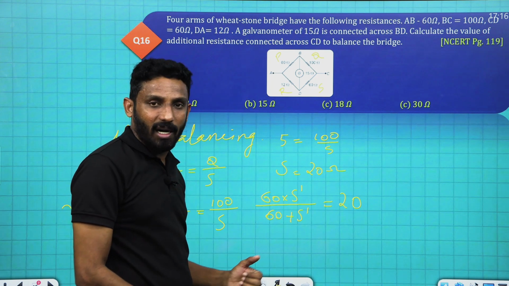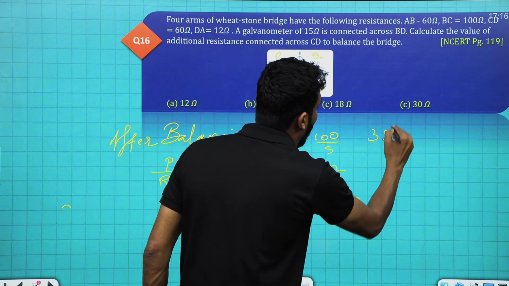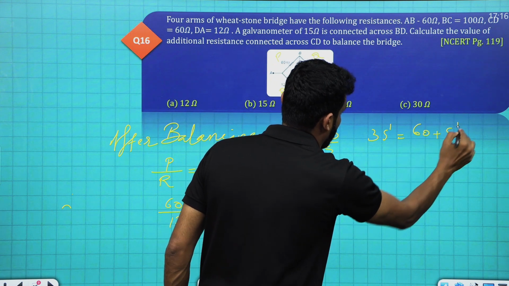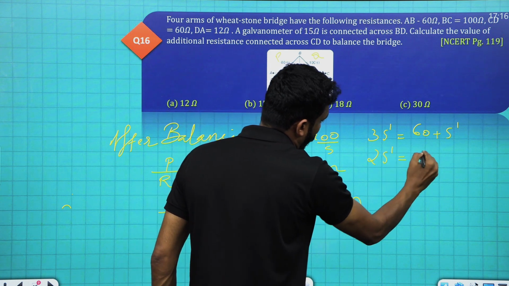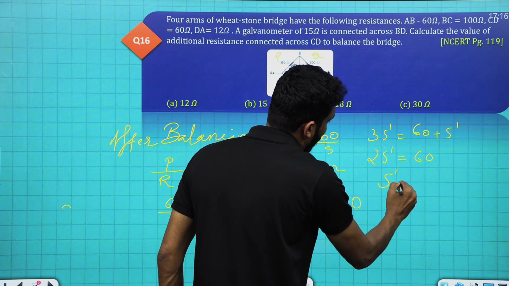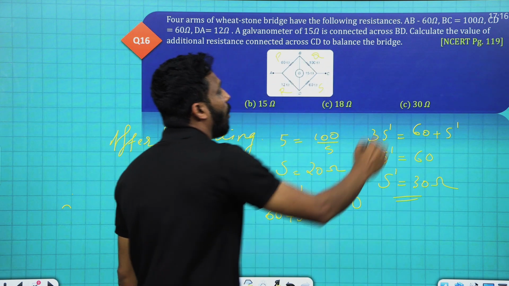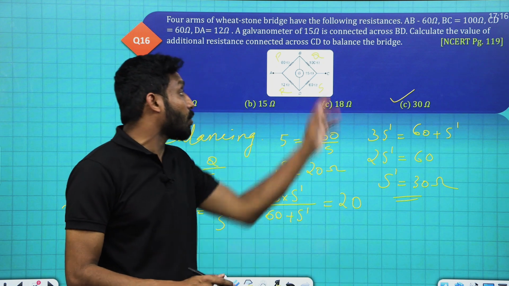20, 60 cancelled, here 1, here 3. So we get 3S' is equal to 60 plus S'. Very simple. Then S' to this side, 2S' is equal to 60. S' is equal to 30 ohm, right? 30 ohm. Yes.